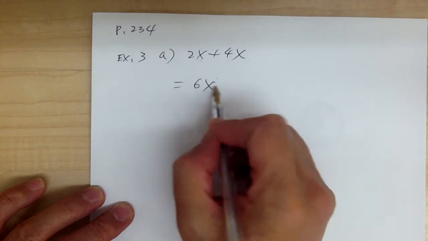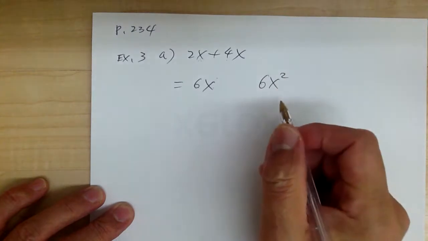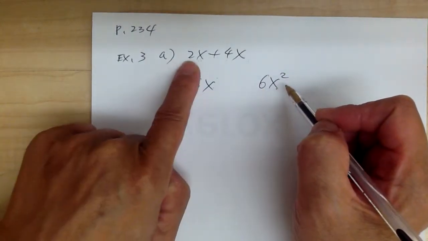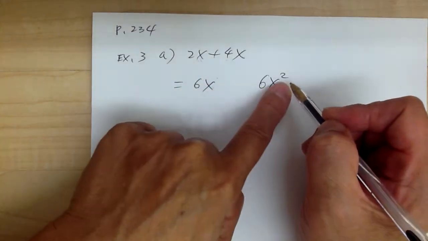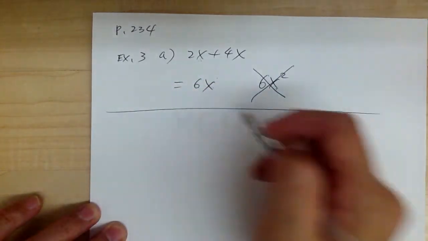So think of the variable as your label. So don't make it into 6x squared. Again, this would be wrong, right? What you're saying is that 2 apples plus 4 apples equal 6 apples squared, okay? So again, that would be wrong. So just be aware of that.